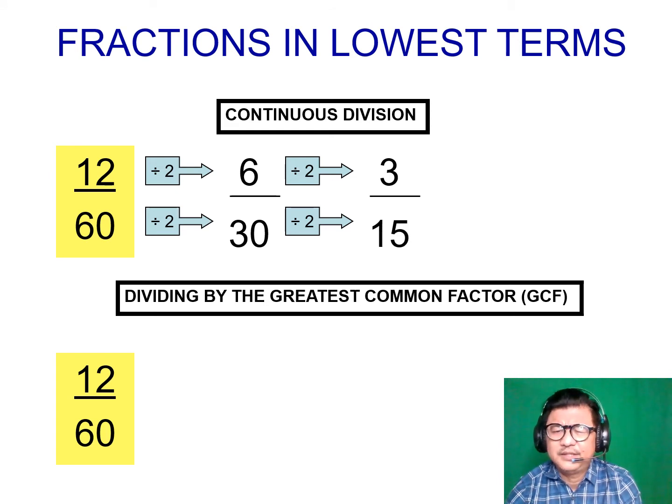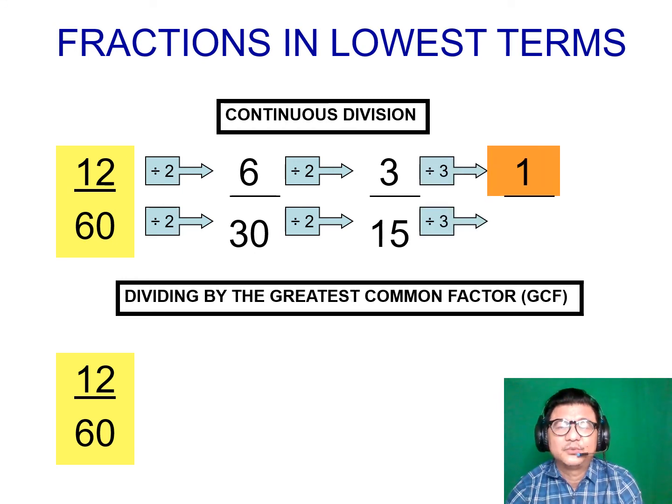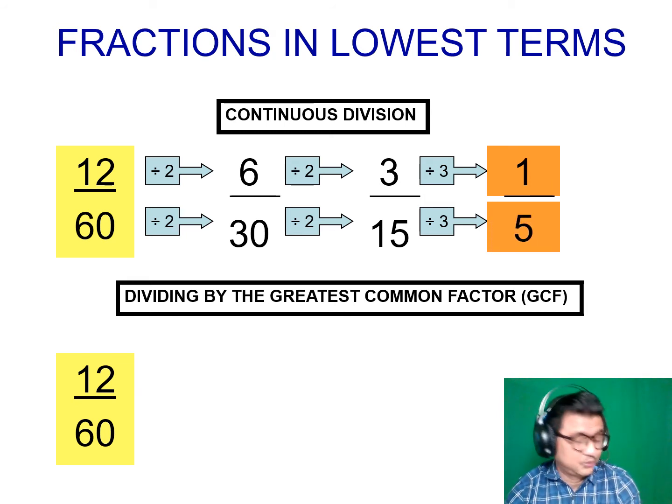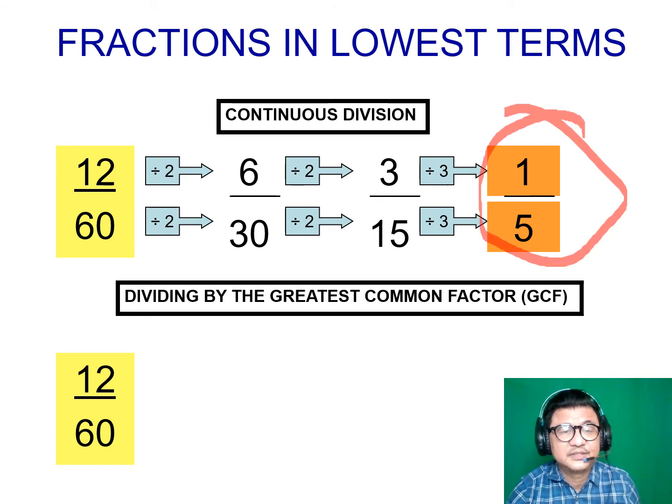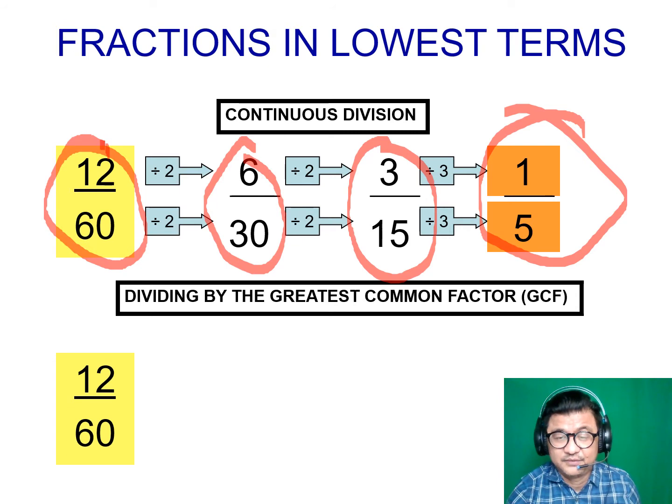Now, can I still divide it by 2? Think of another number. Yes, I could divide it by 3. Divide by 3 on top, divide by 3 at the bottom. So that becomes what? 3 divided by 3, 1, and 15 divided by 3 is 5. So 1/5 is the same fraction, but now it is reduced to the lowest term. So 1/5 is the same as 12/60 and the same as all of this.